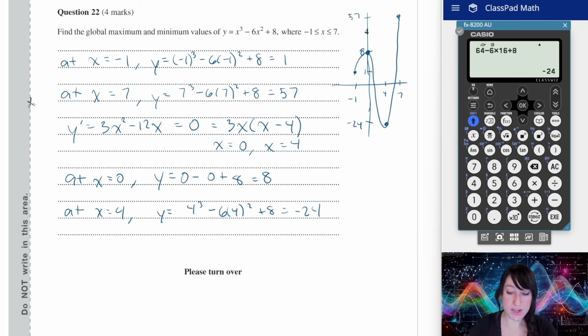Really, though, we're just interested in what's the maximum value of y and what's the minimum value of y. In this case, the global maximum is not actually a stationary point because at the end of the domain, the function is higher than the local maximum, which occurred at x equals 0. So the maximum value is 57. The minimum value does occur at a local minimum because that's the lowest point on the graph on this domain. So the minimum value is -24.